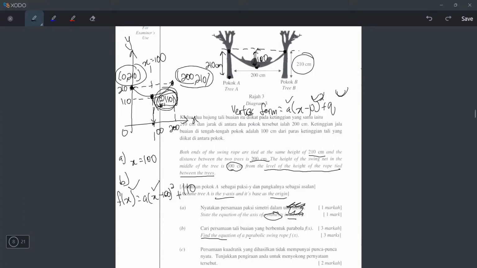But don't substitute (100, 110). Because if you substitute this one, 100 minus 100 becomes 0 already. And then 0 squared is 0, 0 times a is 0. Then you cannot find your a already. So don't choose this. You can choose this one or this one.